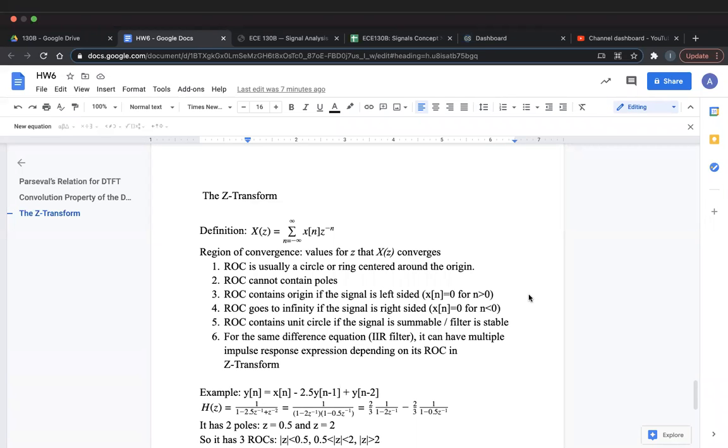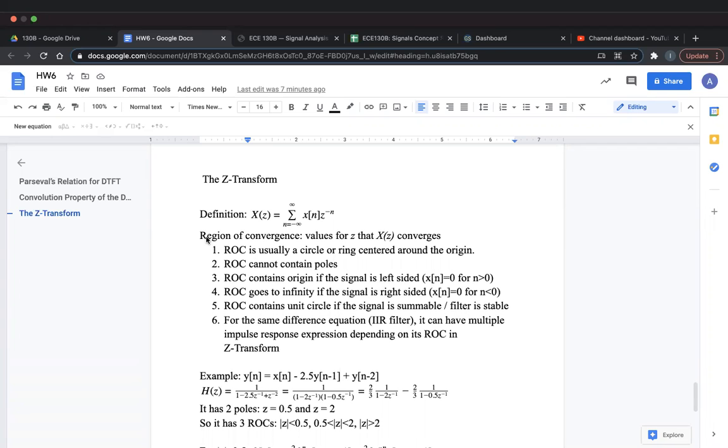Hi, I'm Arthur Wang. I'm going to introduce the Z Transform and focus on the region of convergence concept.